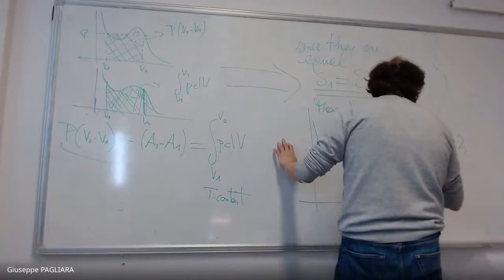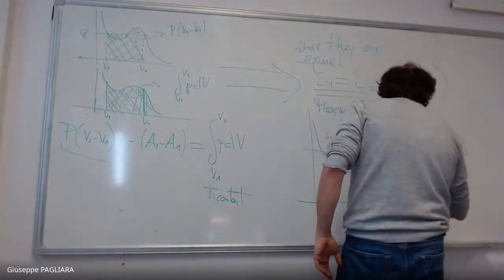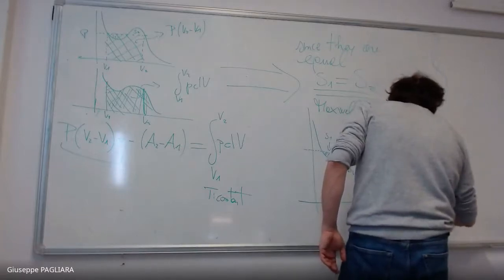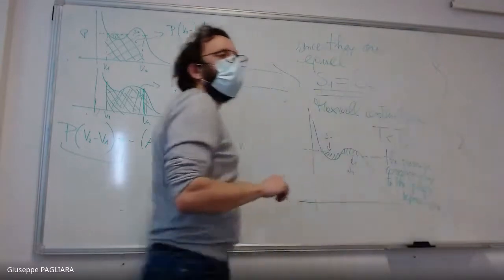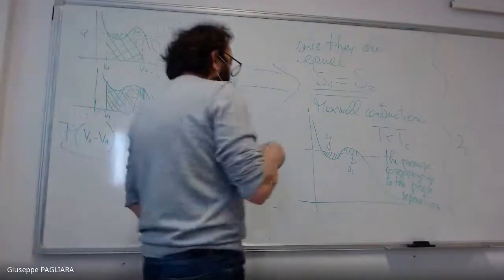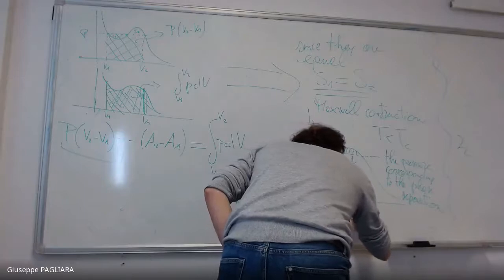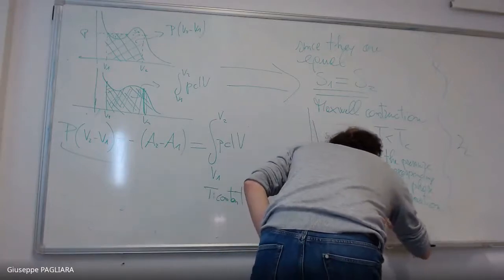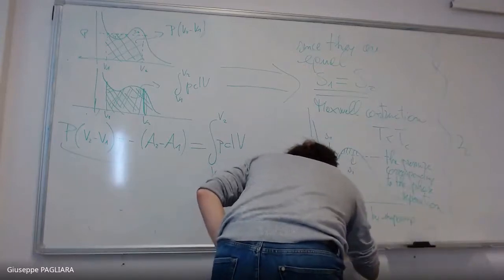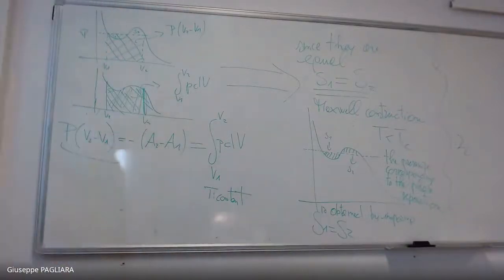So the pressure corresponding to the phase separation, which of course also means the pressure corresponding to the phase transition, is obtained by imposing S1 equal to S2. And this is called the Maxwell construction.